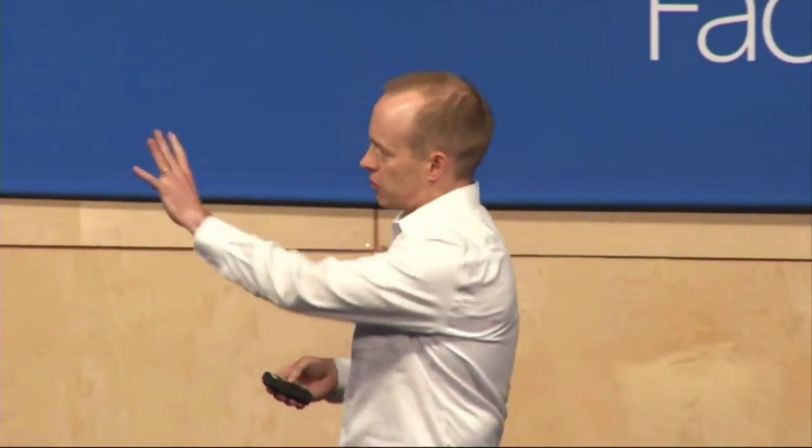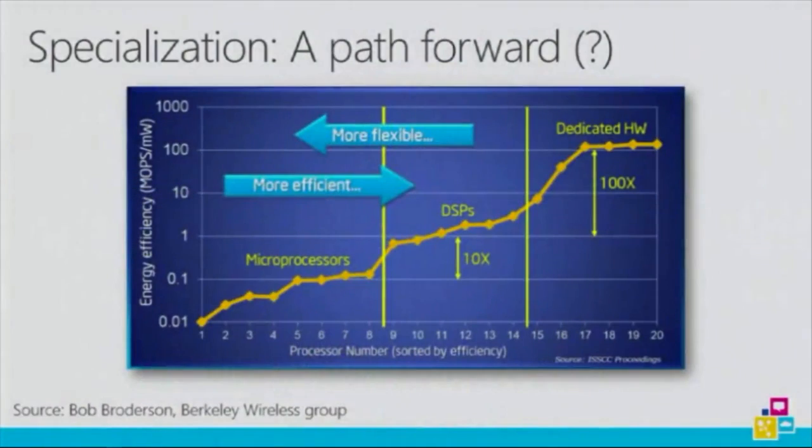And X is going to require breaking a lot of the traditional barriers down. Okay, so let me start with the first candidate, which is specialization. It's well known. This is a classic graph that's widely used that Bob Broderson at Berkeley put together a while back.